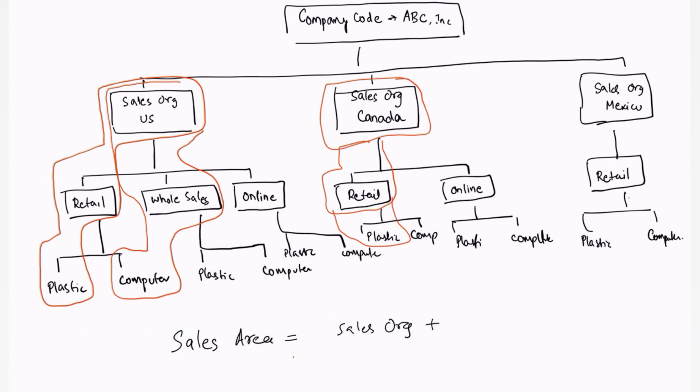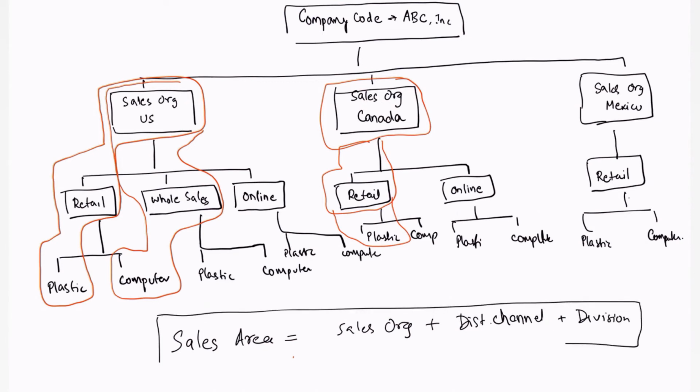So pretty much that's how we demarcate a pricing procedure based on sales area. You can define a sales area as the sales organization, then the combination of distribution channel, and lastly the division. So the combination of these makes one sales area within the organization structure.